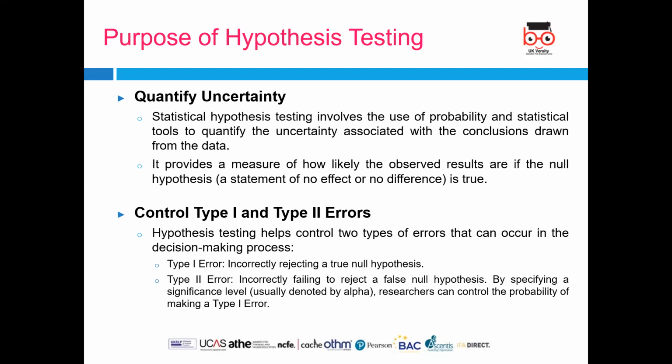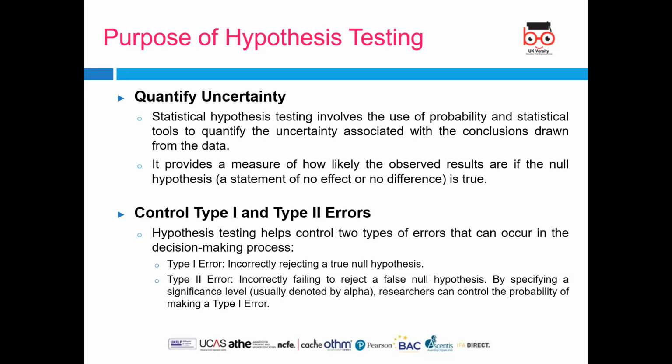Then you have control of type 1 and type 2 errors. First, let us discuss what a type 1 error and a type 2 error are. The general pattern of hypothesis testing is that you define a null hypothesis and an alternate hypothesis. Based on the results, you either reject the null hypothesis or you don't reject it. When you reject the null hypothesis, you accept the alternate hypothesis. But if there is no statistical significance to reject the null hypothesis, then you cannot accept the alternate hypothesis.